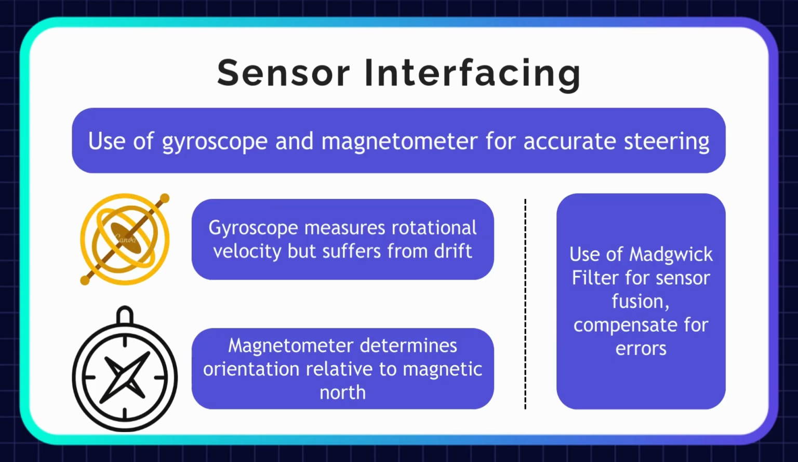To ensure accurate steering, we make use of the onboard IMU, which comprises a gyroscope and magnetometer. We use the gyroscope for rotational velocity and the magnetometer for absolute heading. The magnetometer can correct the drift from the gyroscope, and we also use a Madgwick filter for sensor fusion. This will help us to compensate for errors and noise.